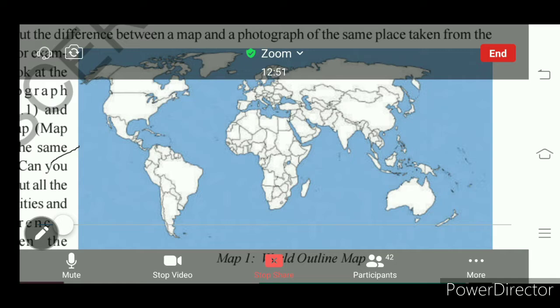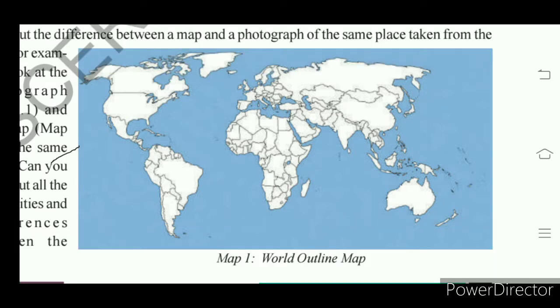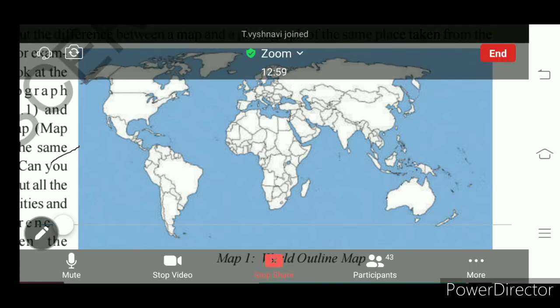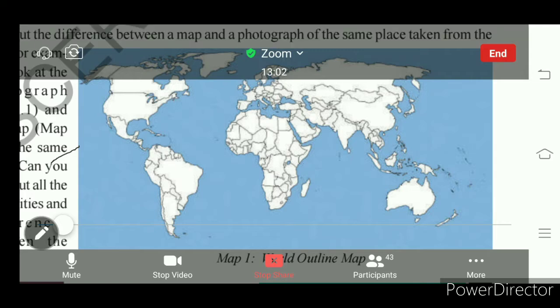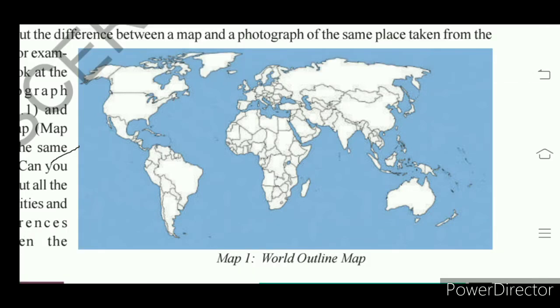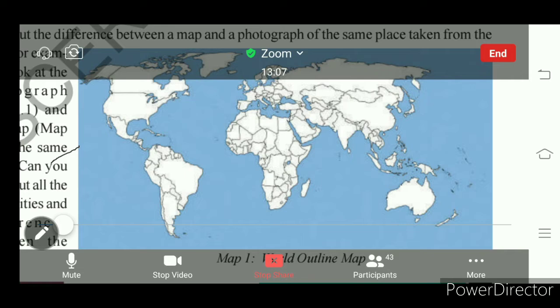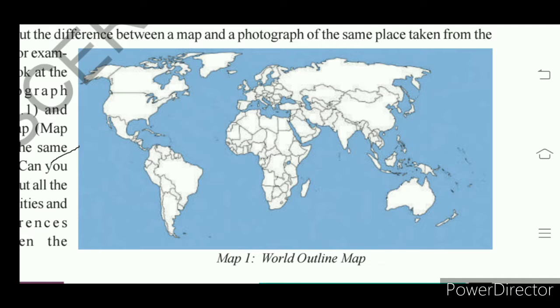Right? Suppose a map maker wants to show rainfall throughout the world, then he shows rainfall distribution across the world in his map. So what is a map? A map shows the things which are required for us, depending on the purpose. A map maker may leave many features which are visible in the photograph.